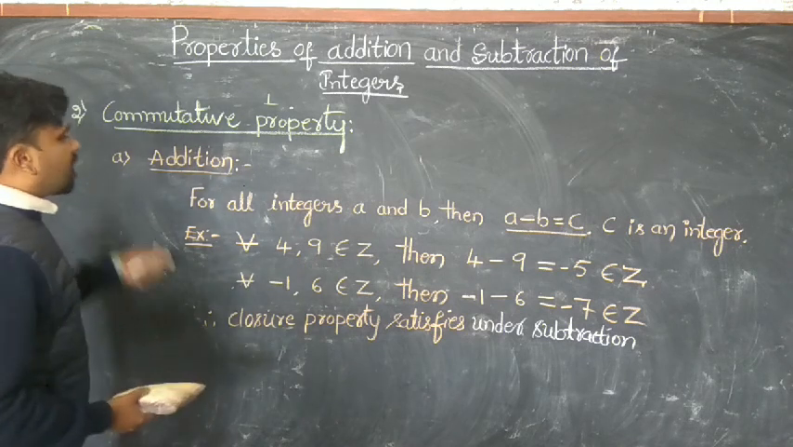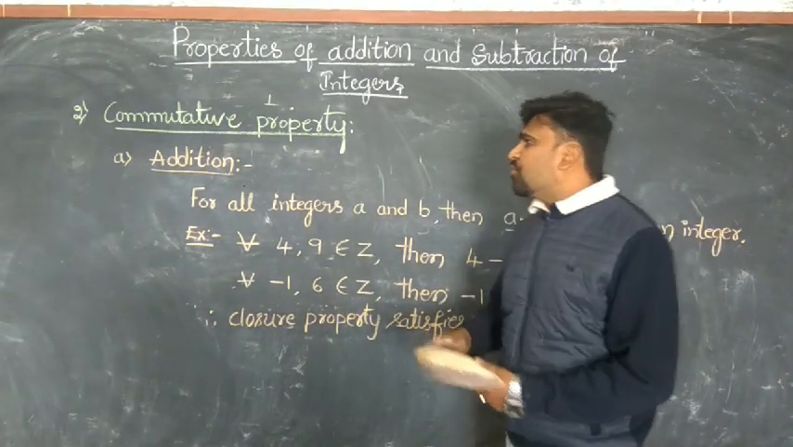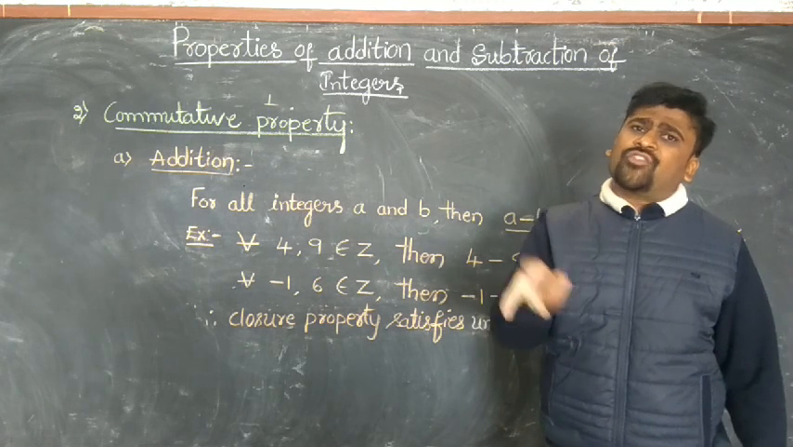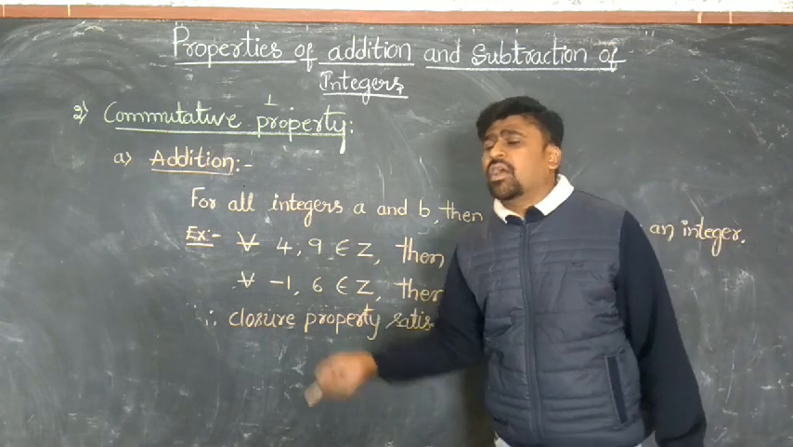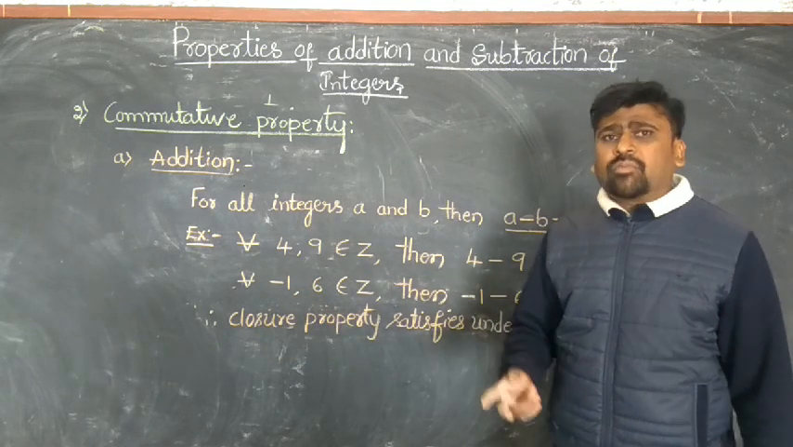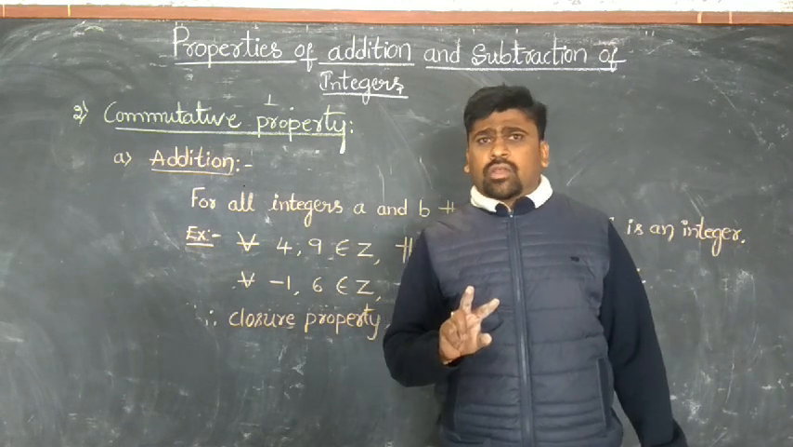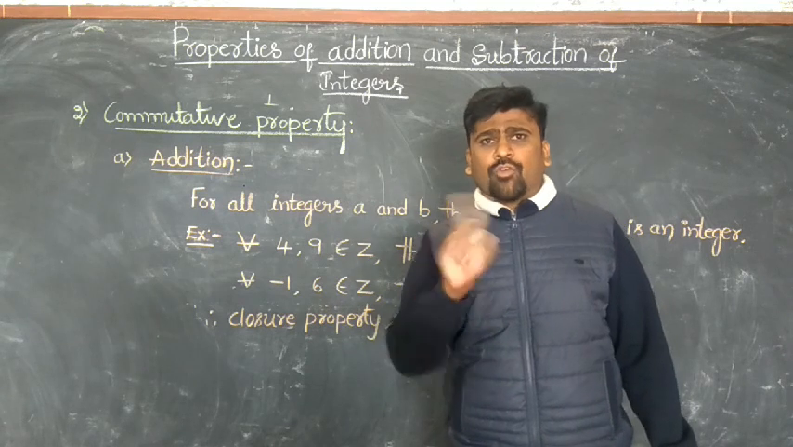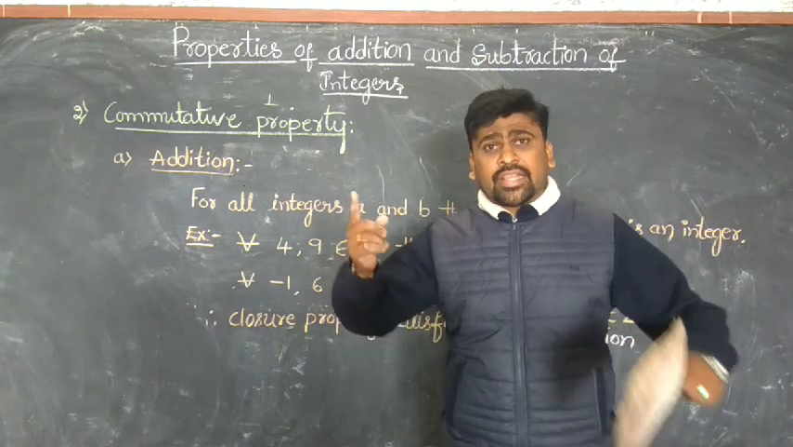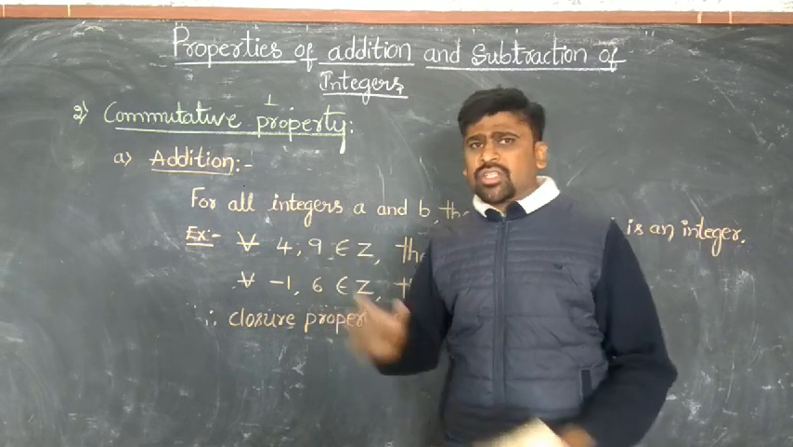See here, what is the rule for commutative property? Regarding the closure property, it is for two integers A and B. Only two numbers we are taking. If we add or subtract, the resulting answer is also an integer. Regarding the commutative property, here also we are taking two numbers. A plus B, 4 plus 5. Then reverse the addition, B plus A, 5 plus 4. The answer will come the same. That means it satisfies for addition. Understood?